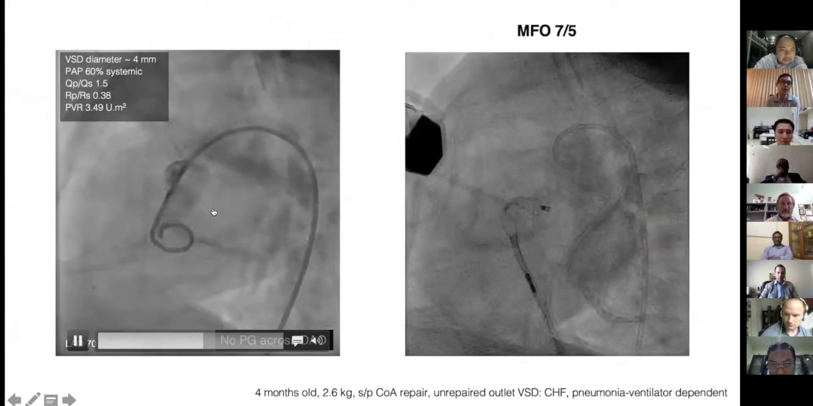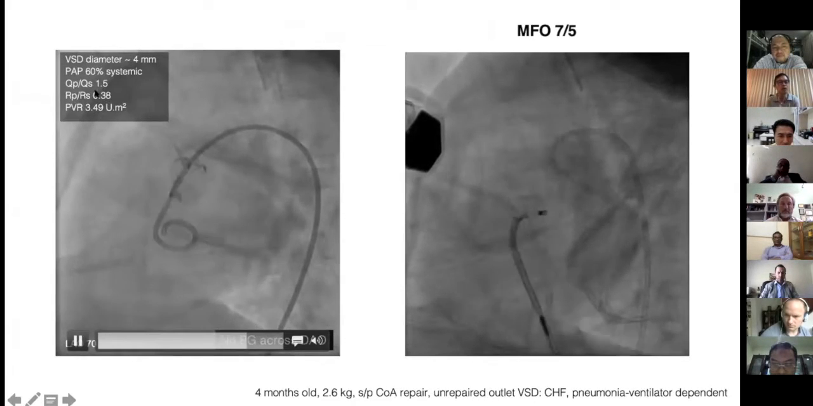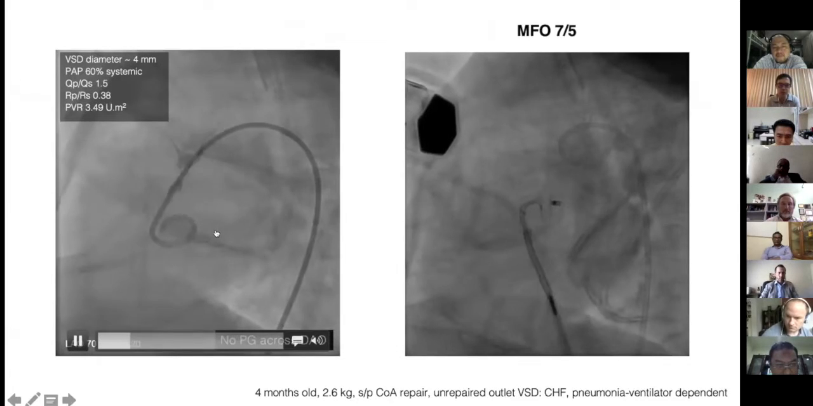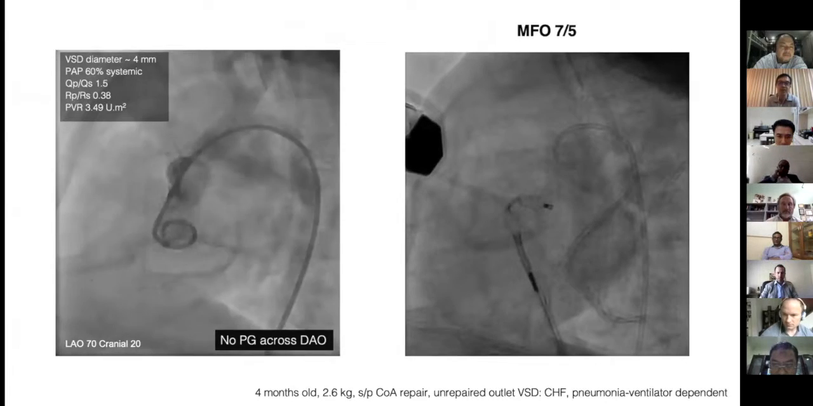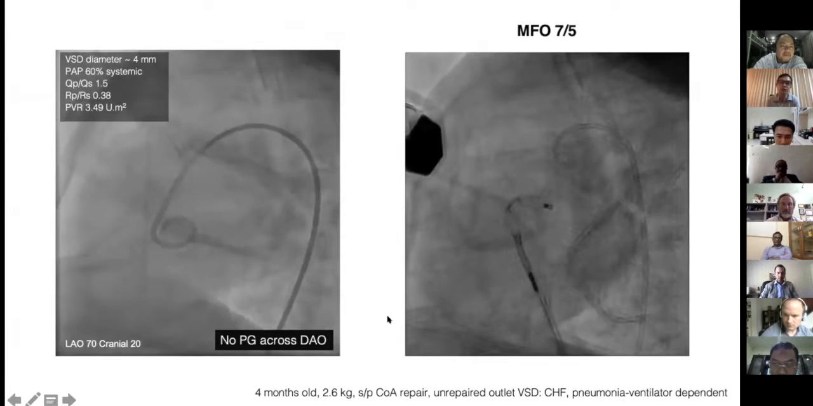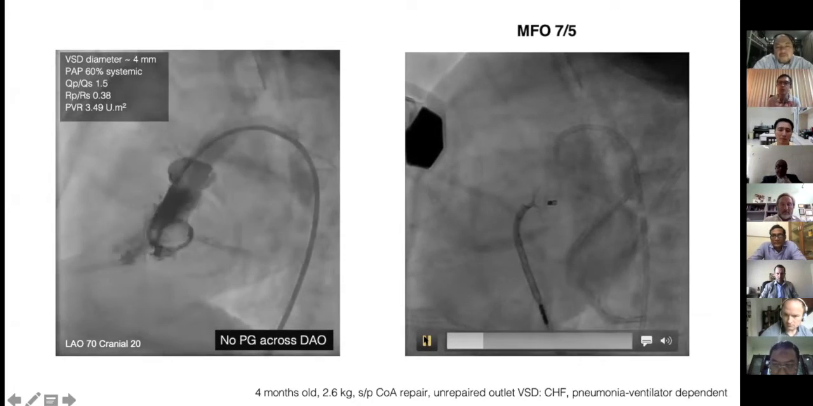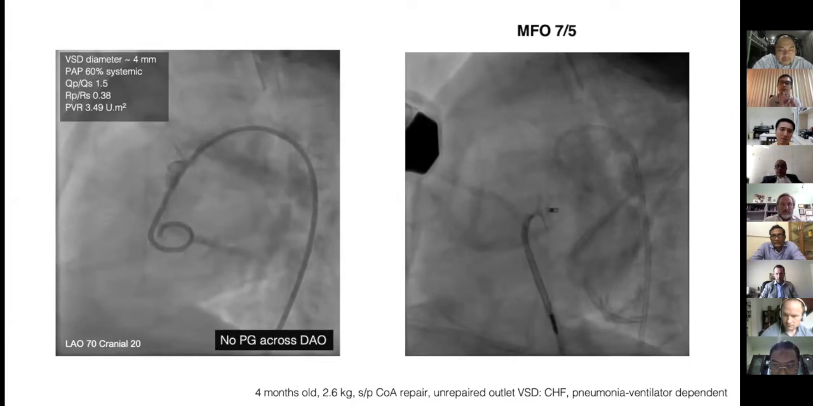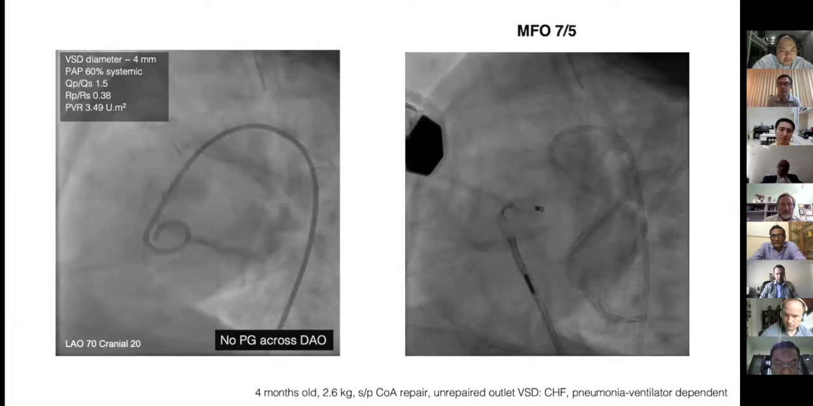So we decided to bring the patient into the cath lab. QpQs is not a big issue. Well, at that time I thought about whether or not we should do it, but we're in the cath lab and we know exactly the patient cannot wean off the ventilator. So we went ahead with the procedure. Initially, we started to use the MFO because we thought this should be good for babies. And because the size of the defect was about 4 millimeters, I decided to use the 7x5 MFO.